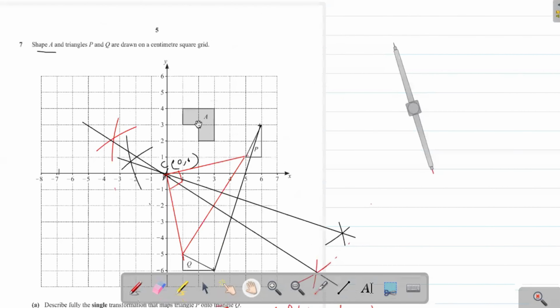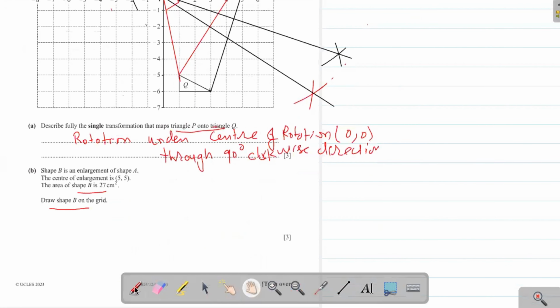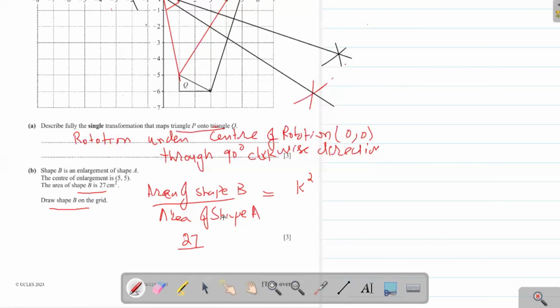You see here, shape A has an area of 3 centimeters squared, because 1 square is equal to 1 centimeter squared. Now we write the area of shape B over the area of shape A, that will be equal to k squared. So the area of shape B is 27, the area of shape A is 3, equal to k squared. This gives 9 equal to k squared, so k will be equal to 3. Therefore, the enlargement scale factor is 3.